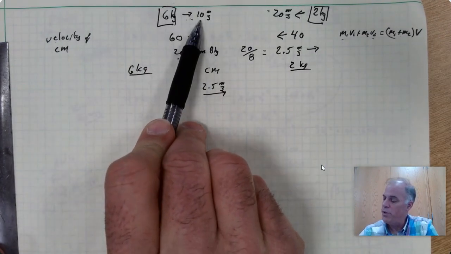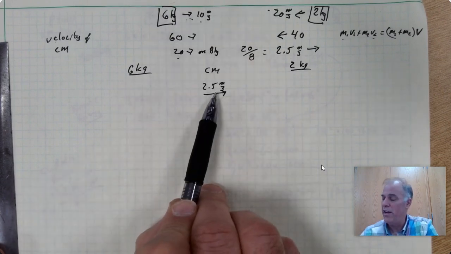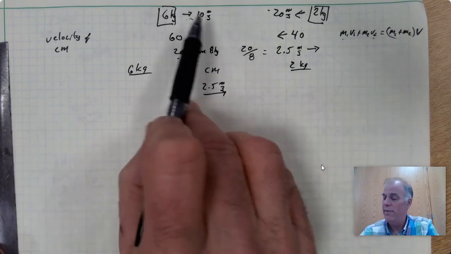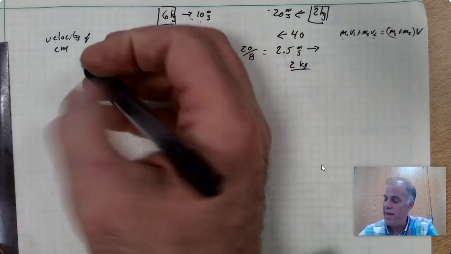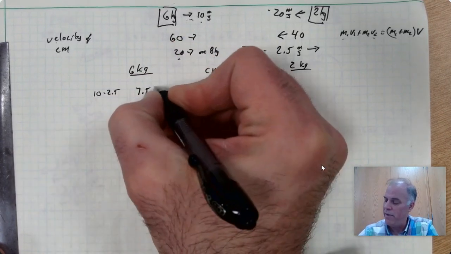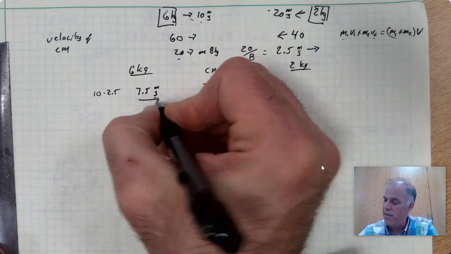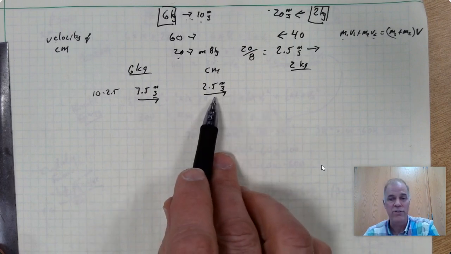Now, the 10 meters per second is trying to catch up to the center of mass. So its speed relative to the center of mass is going to be slower than its speed relative to the ground. So we're going to subtract 2.5 from 10. So 10 minus 2.5, and we get 7.5 meters per second that way. This is the speed of the 6 kilogram cart relative to the center of mass.